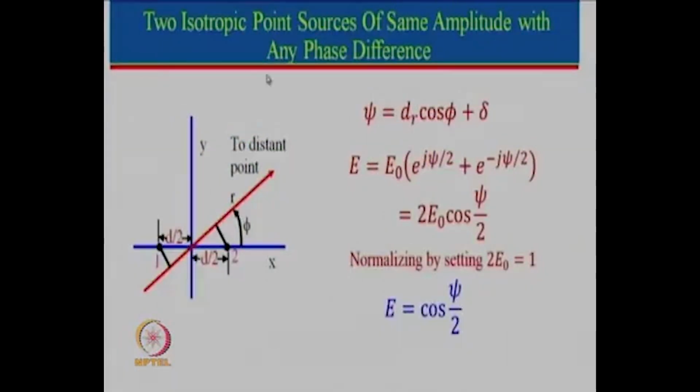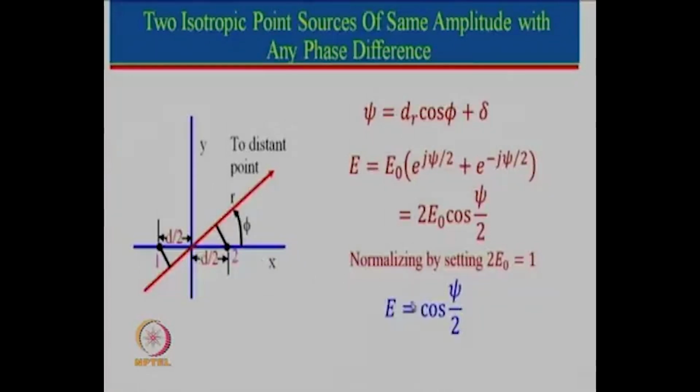So let us now take the next case, which is two isotropic sources of same amplitude with any arbitrary phase difference. That arbitrary phase difference is defined by delta here. So we can again do the derivation: this is minus delta by 2, this is plus delta by 2. The expression is similar, except that now psi in total will include plus delta. So the expression is exactly the same as before, which is cos psi by 2, except that now psi consists of the distance as well as the phase.